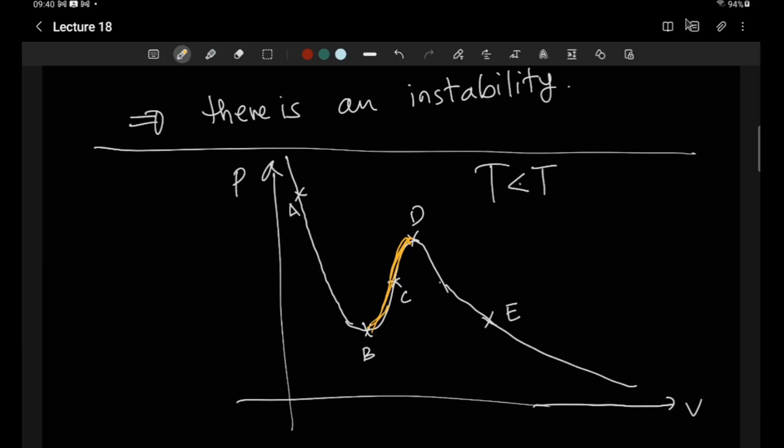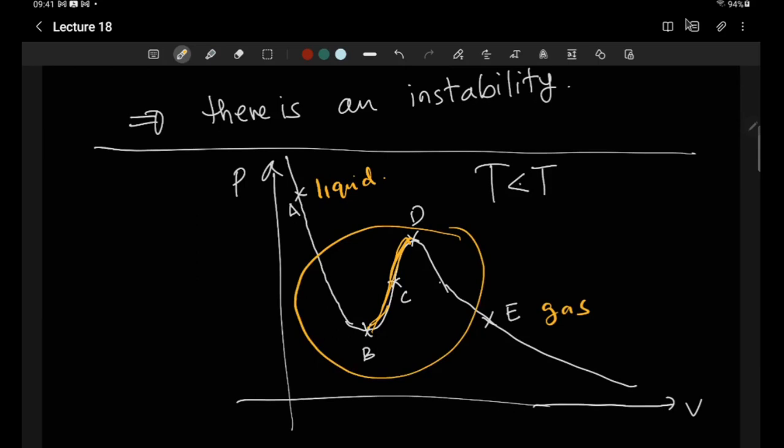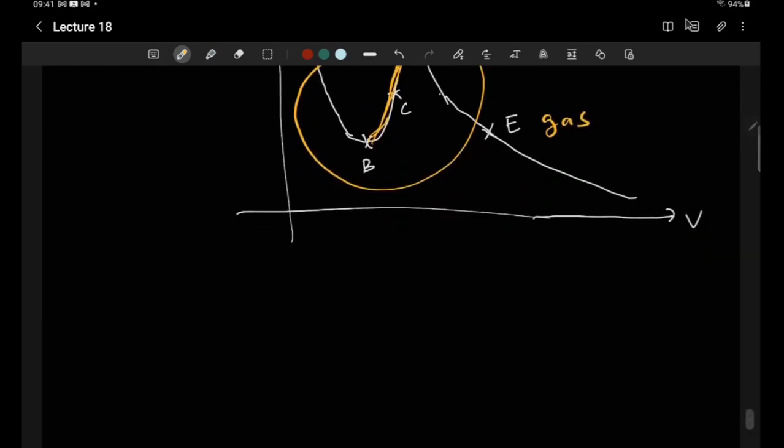This is not a trick question. D must be gas, right? E. Don't talk about D, it is near the unstable region. So E is gas, and A will be liquid. Okay. And so now it comes down to, how do we handle this region?